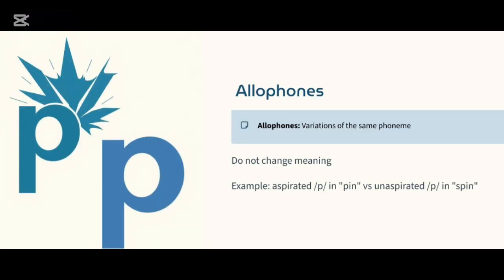Now, allophones are like cousins of phonemes. They're different ways to say the same phoneme, but they don't change the meaning. Back to our P example. In pin, the P has a little puff of air, but in spin, it doesn't. They're both still the same P phoneme in English, just pronounced slightly differently. Those variations are called allophones.